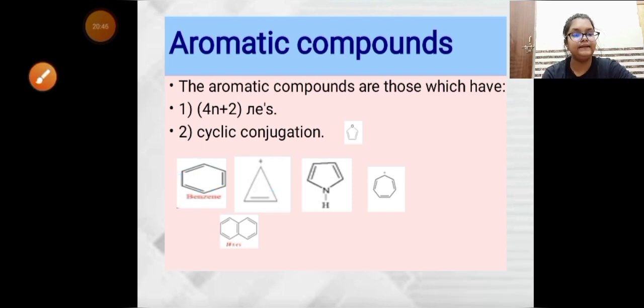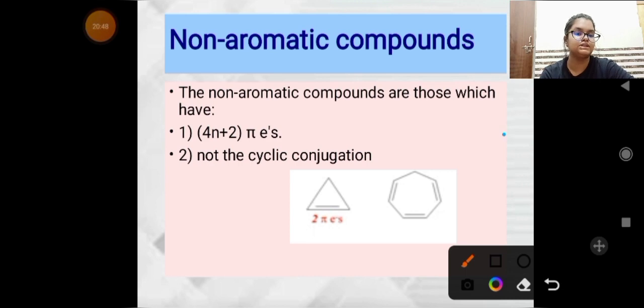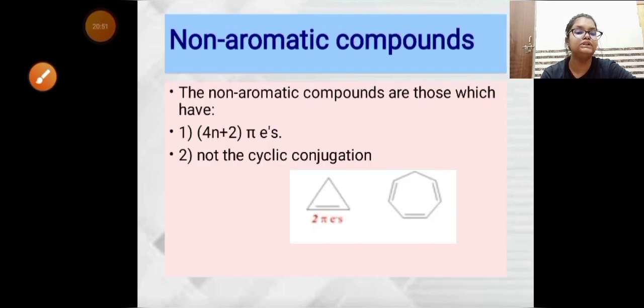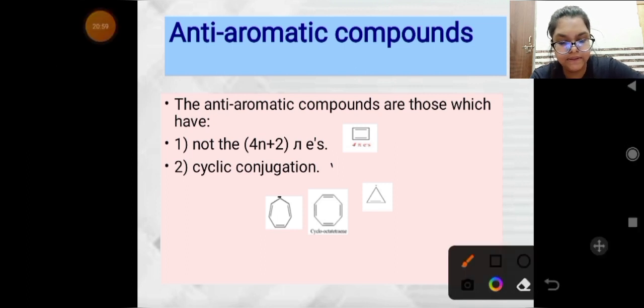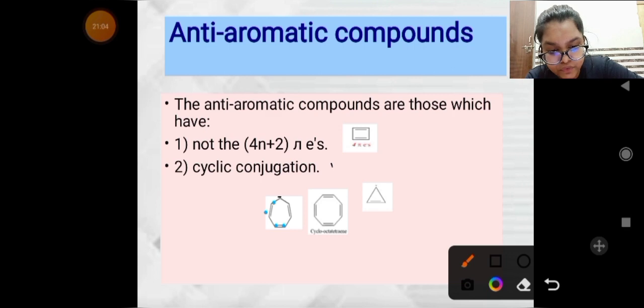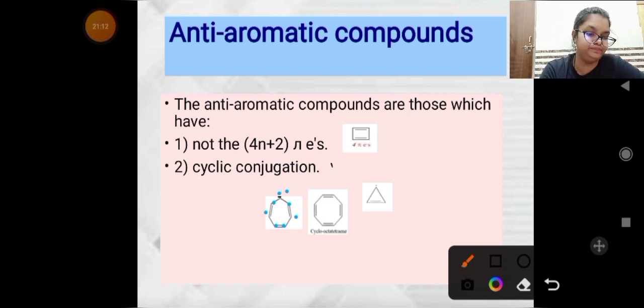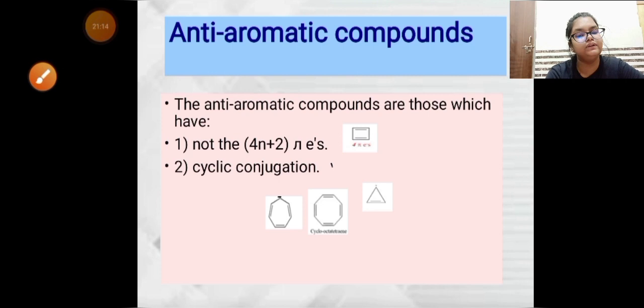The next is anti-aromatic compounds. These are compounds which do not have 4n plus 2 pi electrons but have cyclic conjugation. Here you can see that there are 1, 2, 3, 4, 5, 6, 7, 8 electrons, including 2 from a lone pair. This means they do not follow the 4n plus 2 pi electrons rule but have cyclic conjugation, so they are anti-aromatic compounds.